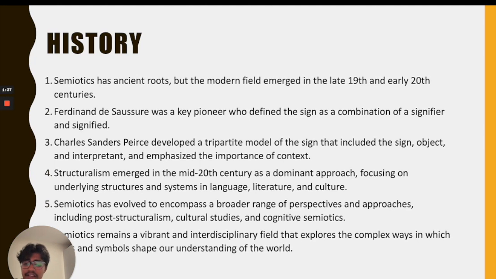In the mid 20th century, structuralism emerged as a dominant approach within semiotics. Scholars like Roland Barthes, Claude Levi-Strauss, and Roman Jakobson emphasized the underlying structures and systems governing signs and symbols. Structuralist semiotics focused on analyzing codes and patterns in language, literature, and culture, and sought to uncover the deeper meanings and structure underlying human communication.